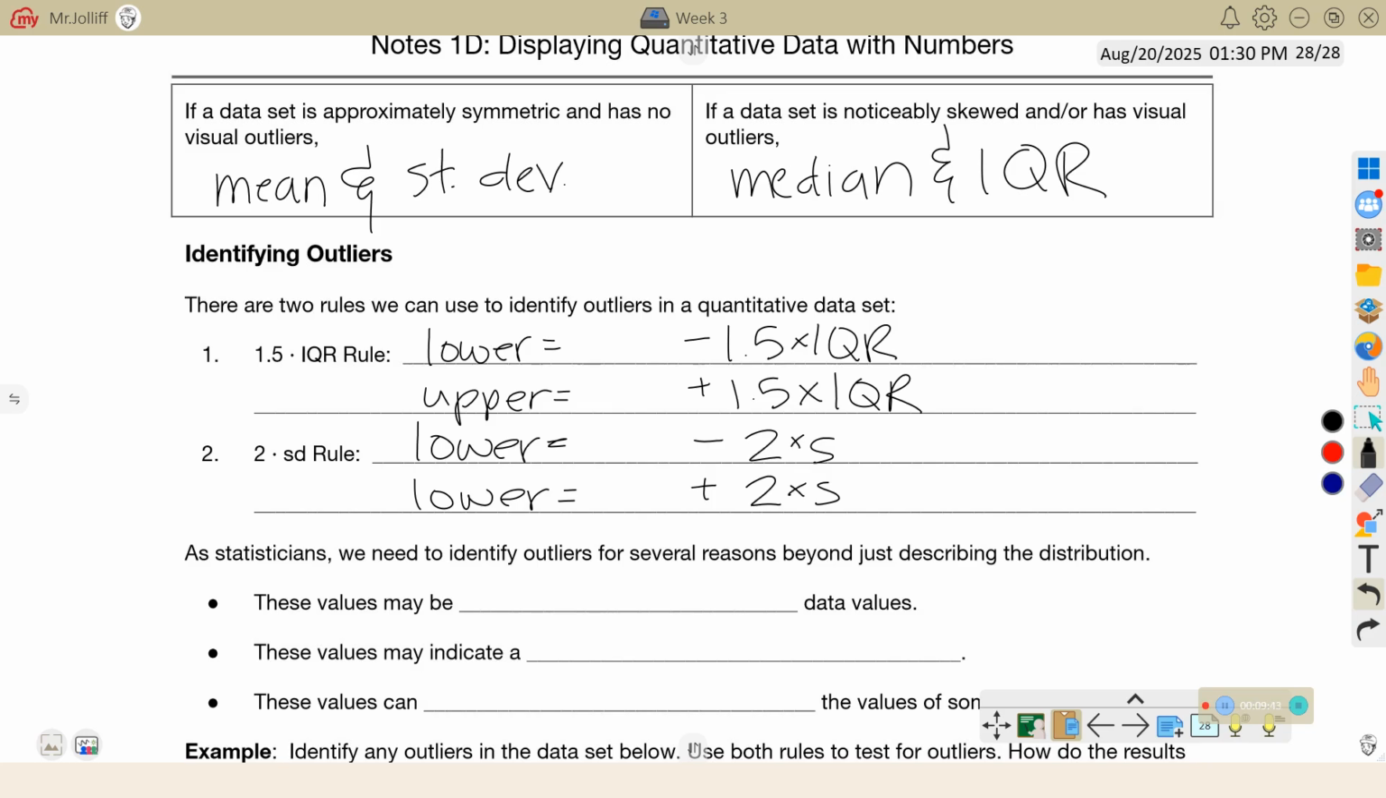For the IQR rule, for the lower bound, I am subtracting that from Q1. For the upper bound, I am adding it to Q3. Meaning I am using the middle 50% of my data as the basis for the calculation, and then I'm giving an error bound out in either direction from it. Because remember, the interquartile range is how wide that middle 50% of my data is.